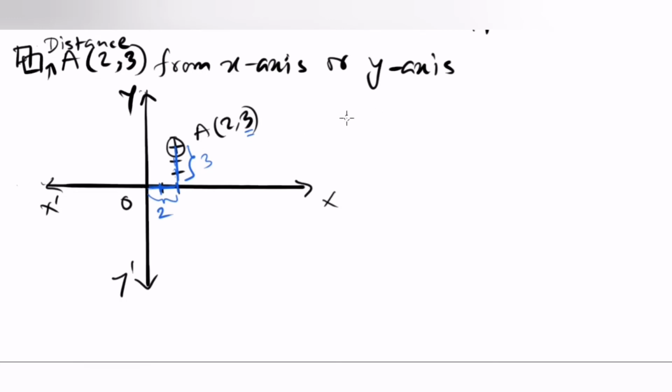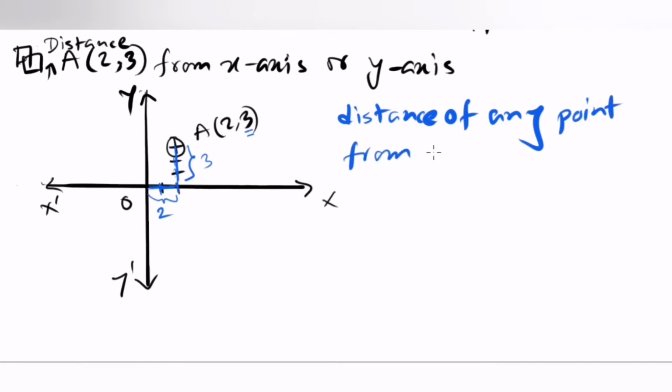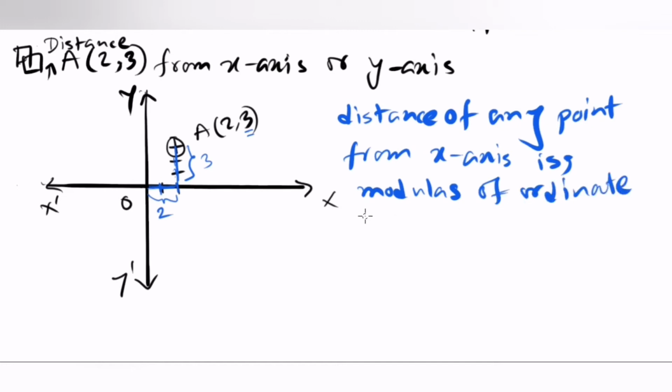So what I can say, in short, we can say the distance of any point from the x-axis is the modulus of the ordinate of the given point.